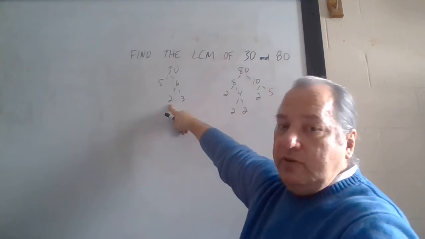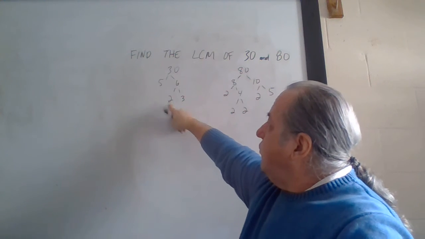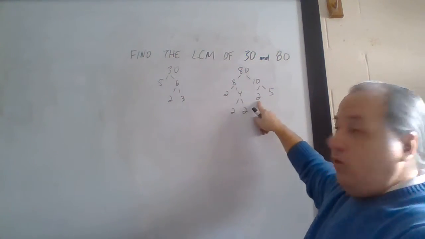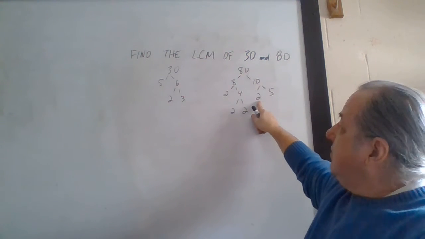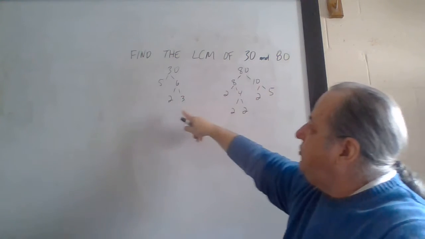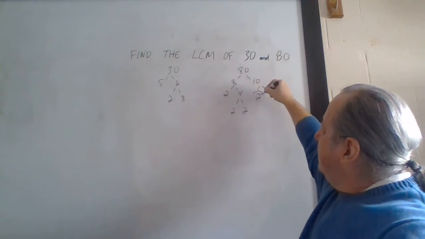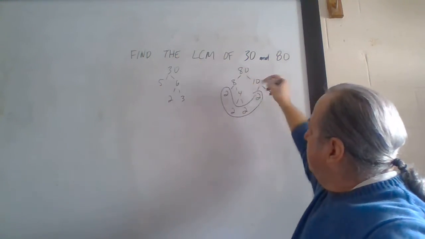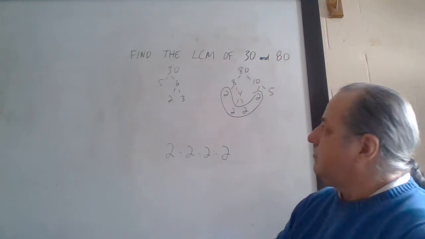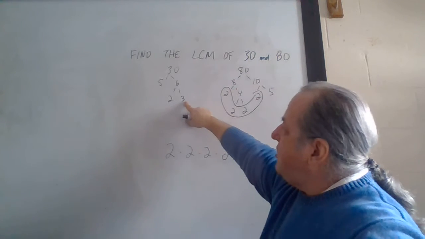So I'm going to start with this number 2 here. There's 1 2 in this factor tree. There are 1, 2, 3, 4 2's in this factor tree. So which of the factor trees has the biggest number of 2's? Yep, it's this one. I'm going to use all of those 2's, 1, 2, 3, 4 of them, to multiply for my answer.